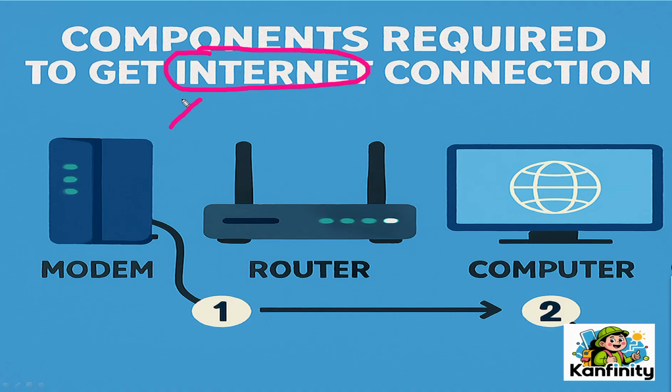In the previous video, we learned what the internet is. The internet is nothing but an international network of computers. That means computers are connected around the world. It means our computer is ready to get information from all around the world.